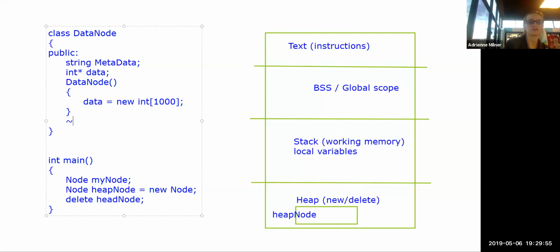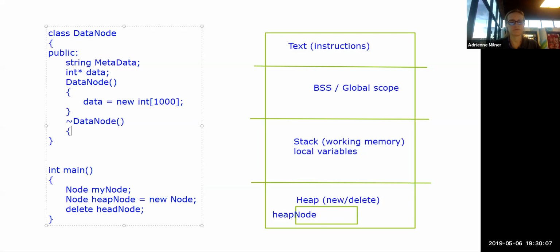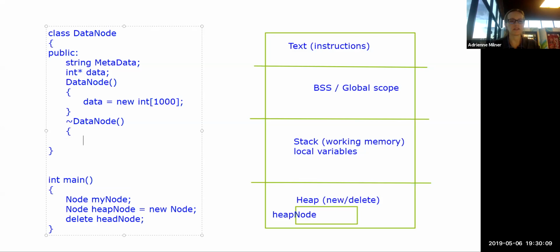Now, we already talked about last section with our classes, destructors. Here's where the destructors come in handy. You code up your destructor for data node, and within it, you are going to delete, and you have to use the delete bracket operator, square bracket operator for an array. You're going to delete your data.